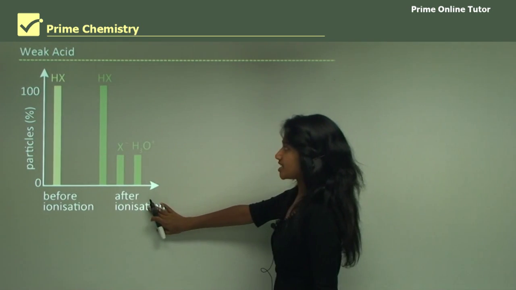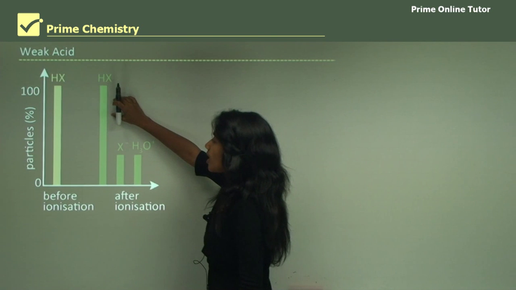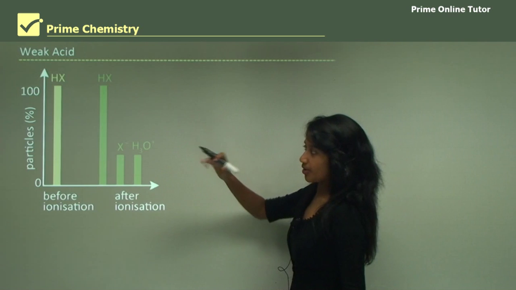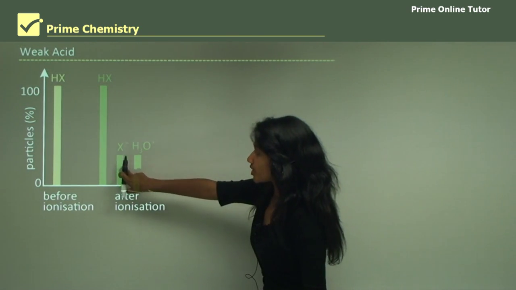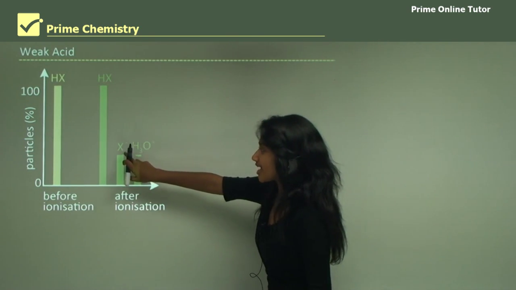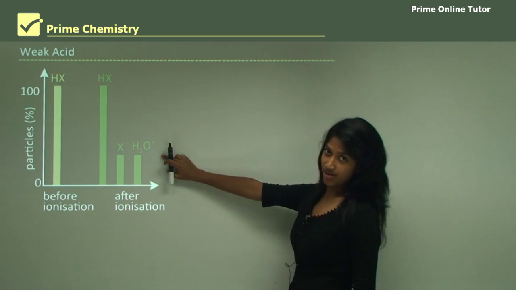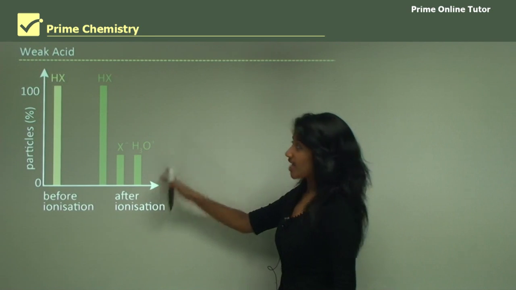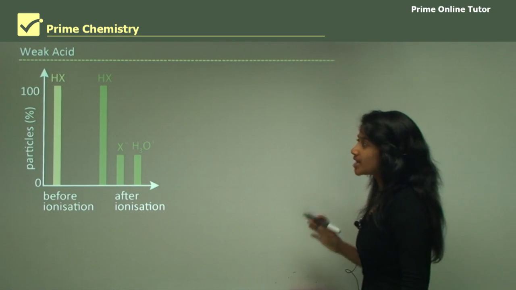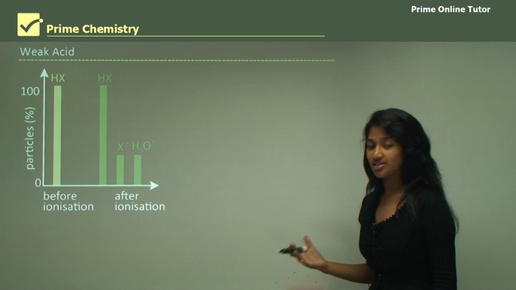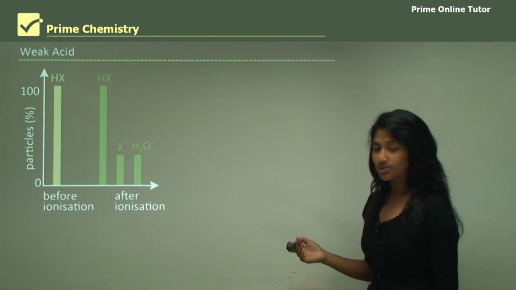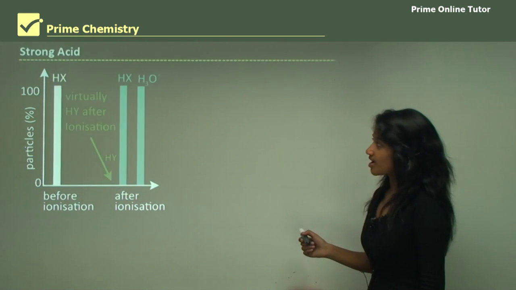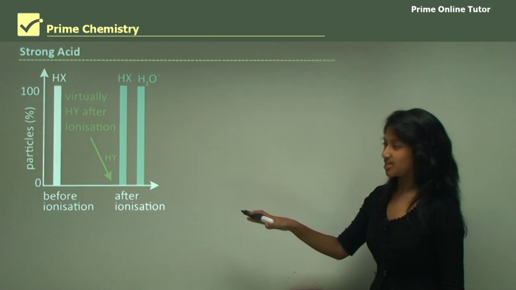HX, after ionization, there's going to still be quite a lot of HX left, but obviously below 100. And we're going to have HX, X ions, and hydronium ions left. So clearly there are going to be 3 products at the end, and this is in a weak acid. In a weak acid, not all of the HX dissociates, but some of it does to produce hydronium ions and X ions.